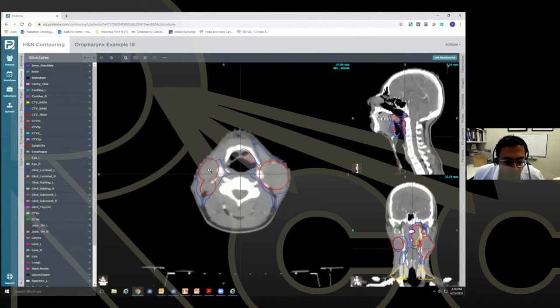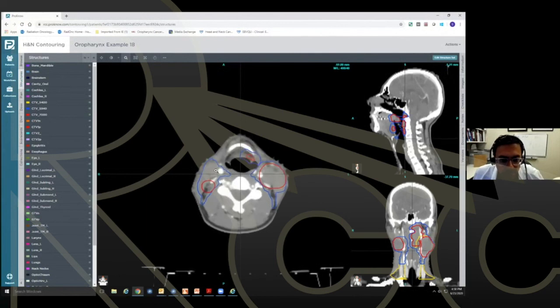I think in this situation also, you want to follow your CTV highs and look at the imaging carefully. In this situation, there's a lymph node here, and then you see how it's missed right here? There's a lymph node here that's not included. Just want to bring that out.